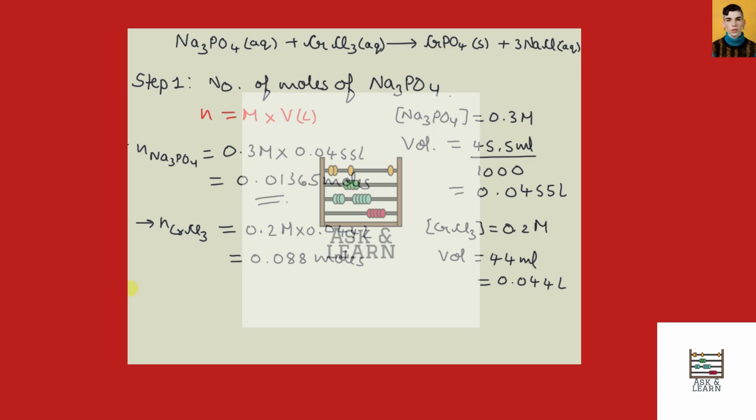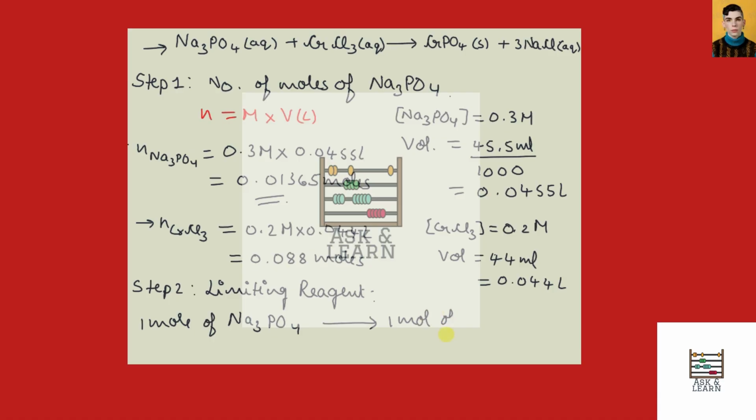Now we'll need to find the limiting reagent. Now the step 2 is to find the limiting reagent. So here, as from the equation given here, we can see that 1 mole of Na3PO4 is reacted with 1 mole of the CrCl3. So here the mole ratio is 1:1.